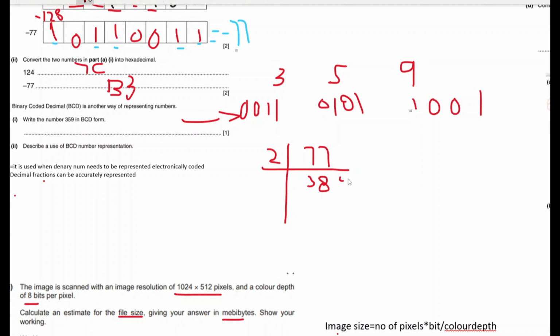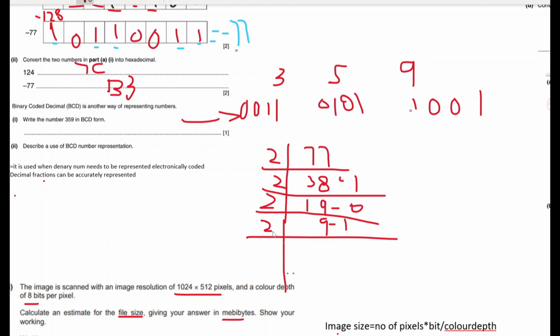2 times 38, and I will get the remainder 1. 2 times 19, I will get remainder 0. Then 2 times 9 is 18, and I will get remainder 1. Then 2 times 4, remainder is 1. 2 times 2, remainder is 0. And 2 times 1, remainder is 0. So what I got is 1 0 0 1 1 0 1, and how many bits are there? 1 2 3 4 5 6 7. So I will need to make it 8 bits.